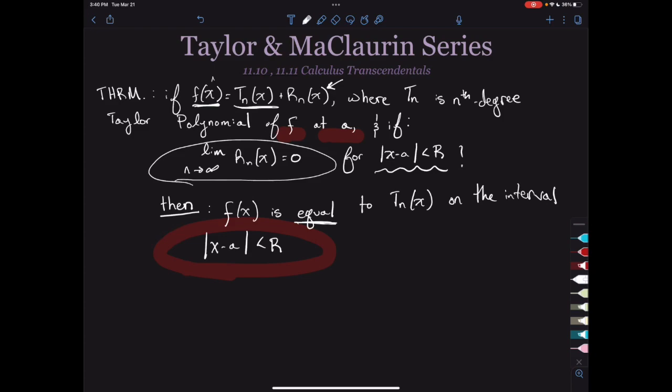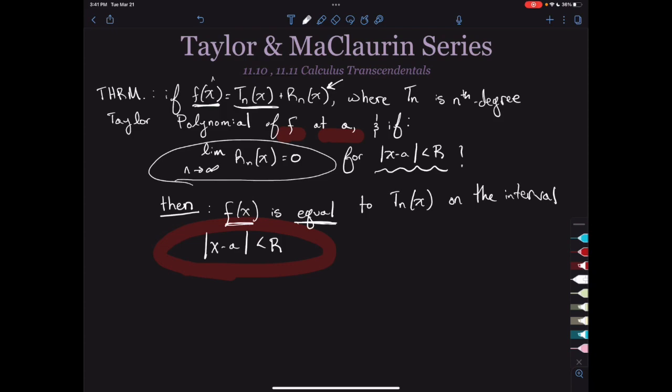Basically, to restate what I just said, we have here an interval where the absolute value of x minus a is less than some number r. It's basically just saying we have this radius or interval where, on that interval, the function is going to be able to be represented by the Taylor polynomial. And this is important because one of the most important applications of Taylor polynomials is approximating functions.